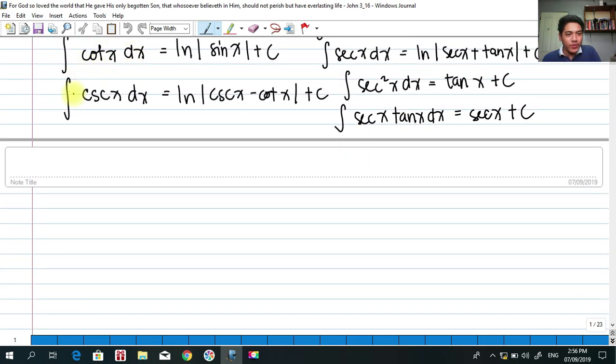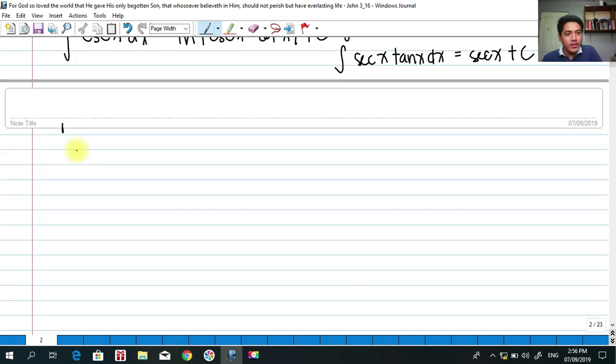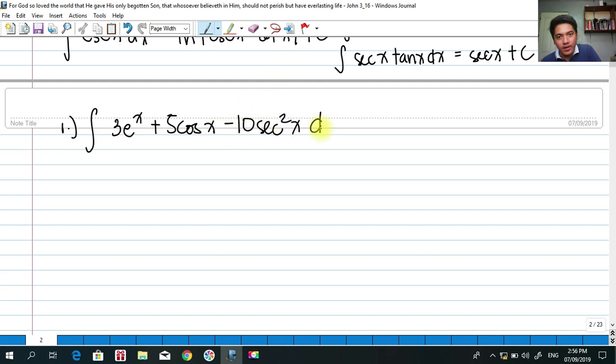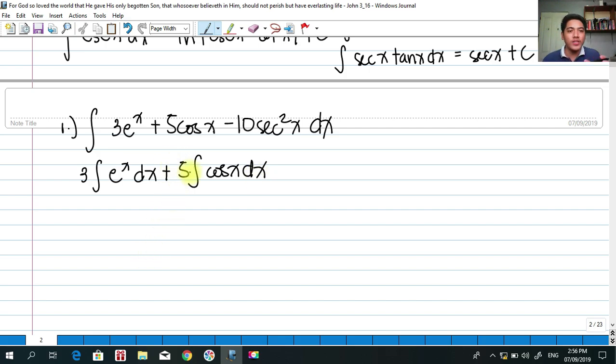Let's try a very simple problem first. For number one, find the integral of 3e^x plus 5 cosine of x minus 10 secant squared of x dx. Pretty easy. This example is really easy. First, we need to distribute the integral sign: the integral of 3e^x dx plus 5 integral of cosine of x dx. I can always put the constant outside of the integral symbol.